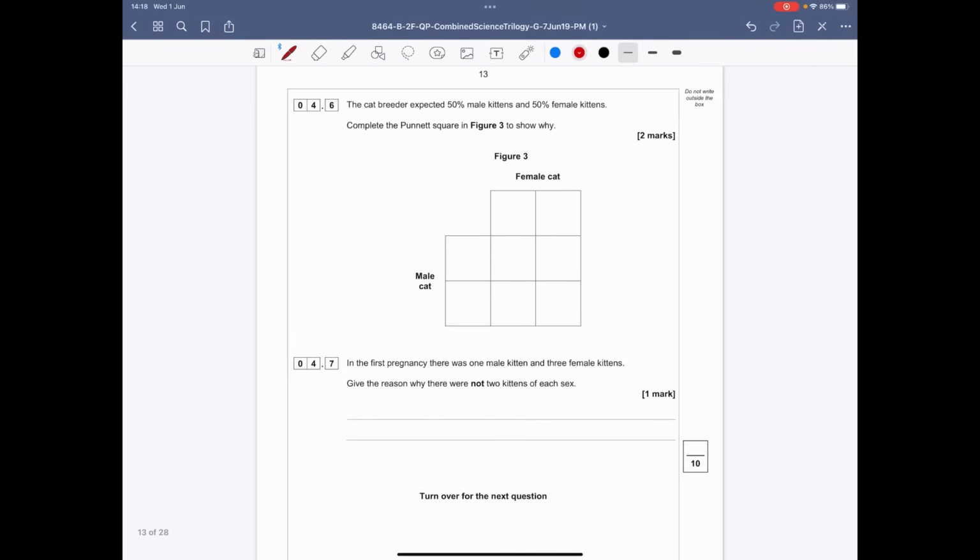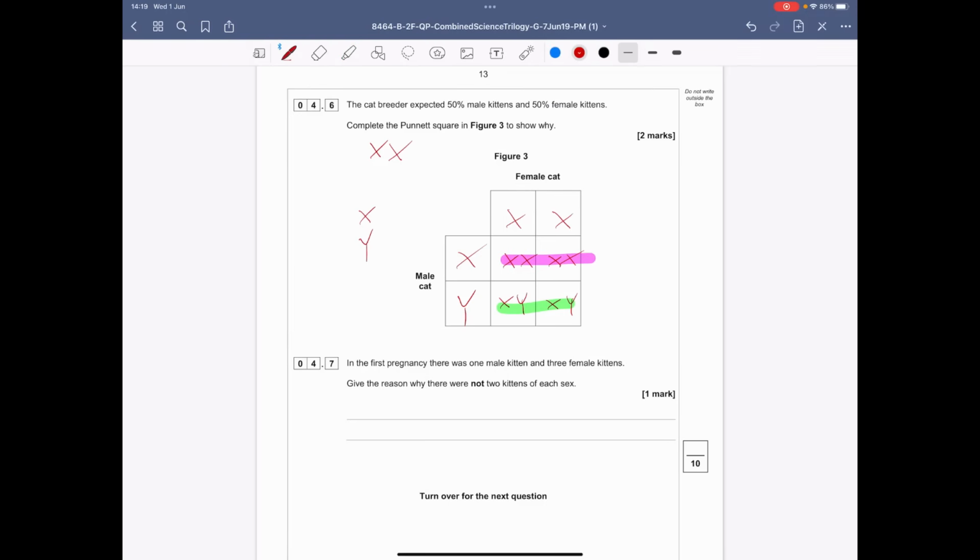Question 4.6 then. The cat breeder expected 50% male kittens and 50% female kittens. Complete the Punnett square in figure 3 to show why. So what we do then, we know our genotypes: the female is XX and the male is XY. We separate out our genes into the different boxes, and then the boxes next to it, we join them together, and then we can demonstrate that we've got 50% female and 50% male.